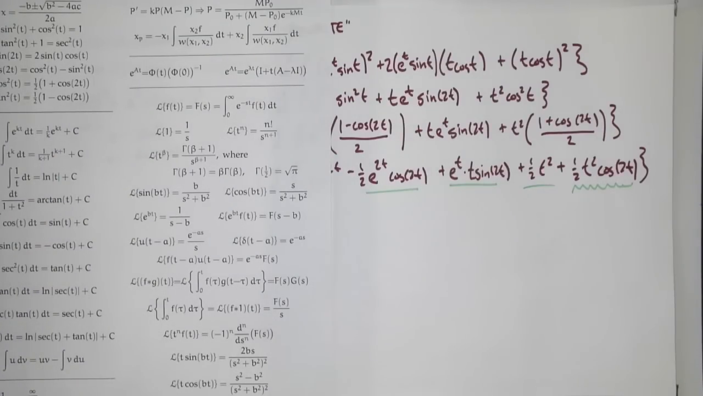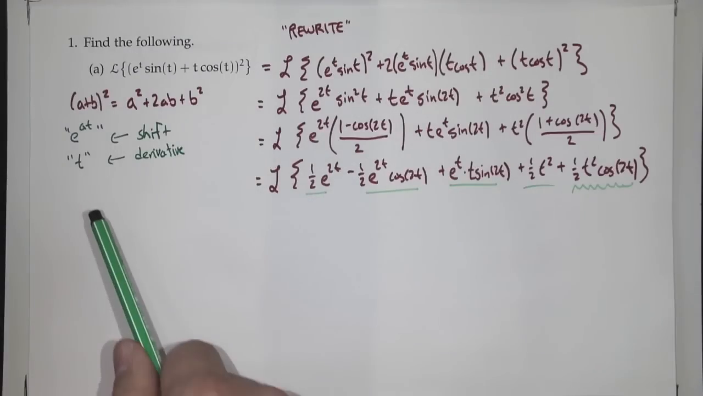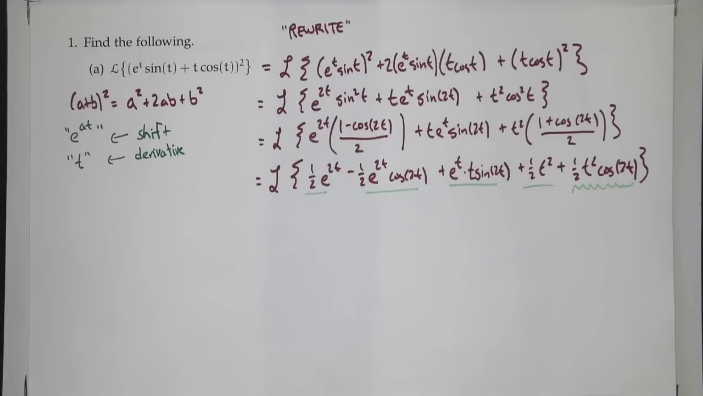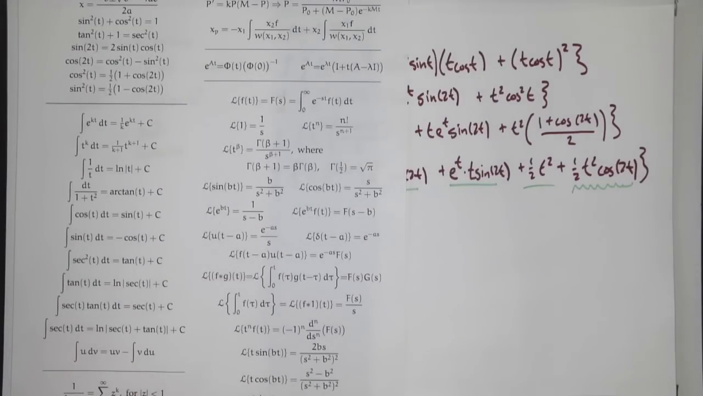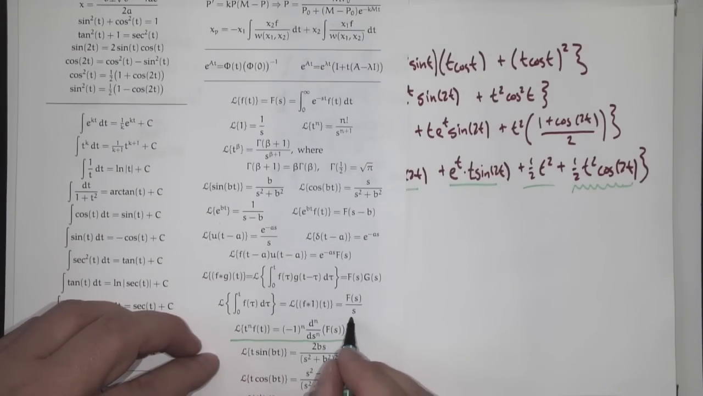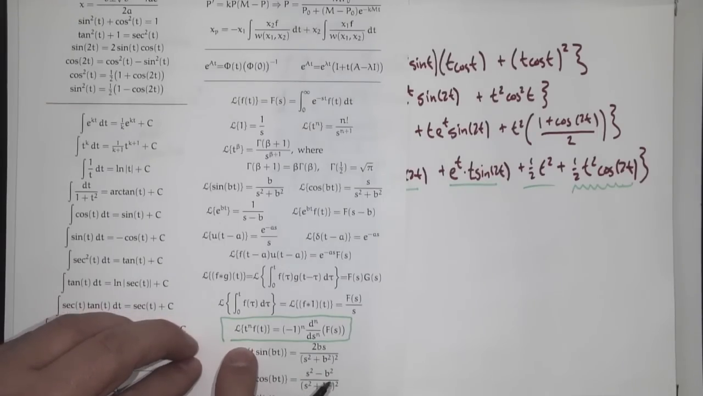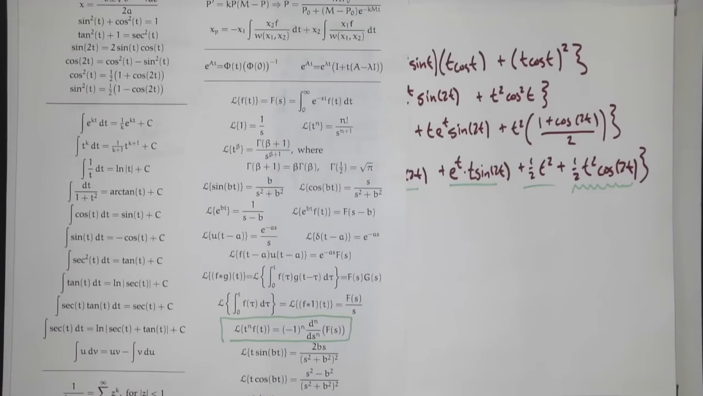t squared cosine 2t. That's not on our sheet. So how do we handle it? Well, we remember what t means. t means take derivative. Now, you might say, why do you say t means take derivative? Well, if you look, this is our t means take derivative rule. So the Laplace transform of t times something means take a derivative. t squared says take two derivatives, but we'd like to save some work if we can.